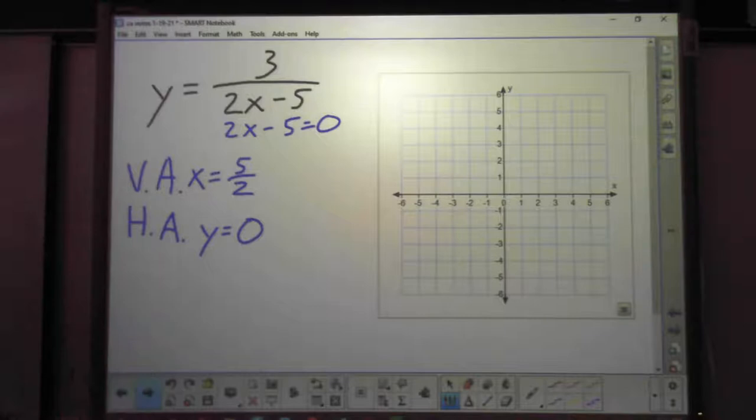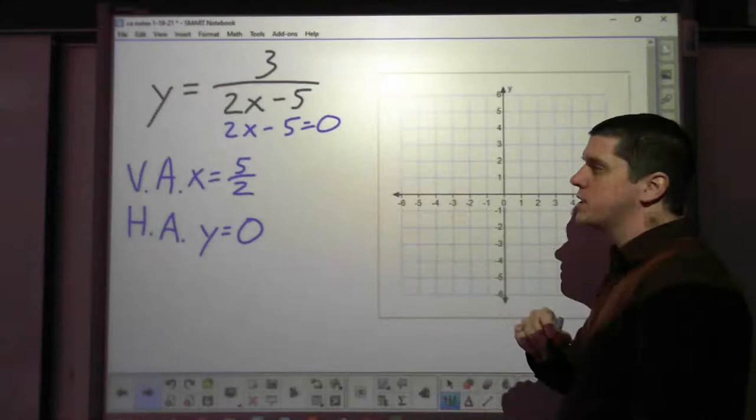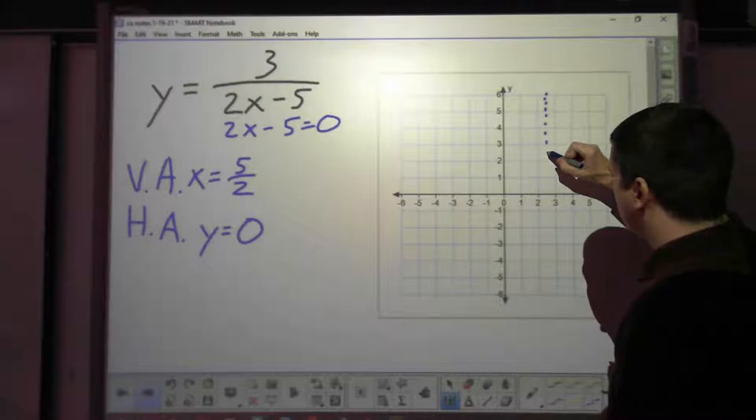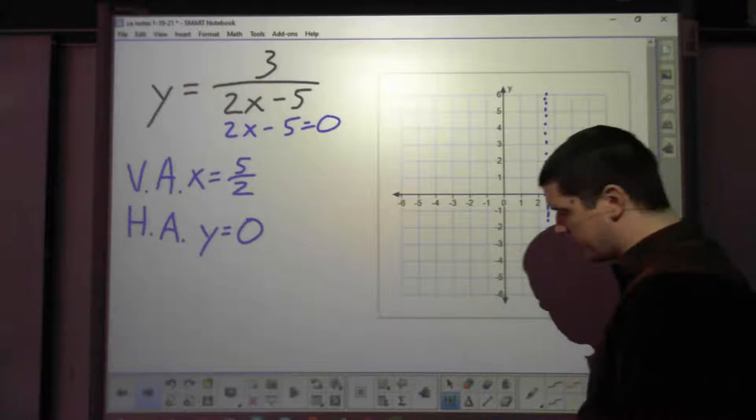So we can go ahead and start to graph those things that we just found. X equals 5/2. That's 2.5 if you're having trouble thinking about that. Not a perfect straight line, I went a little zigzag there. And then y equals 0.